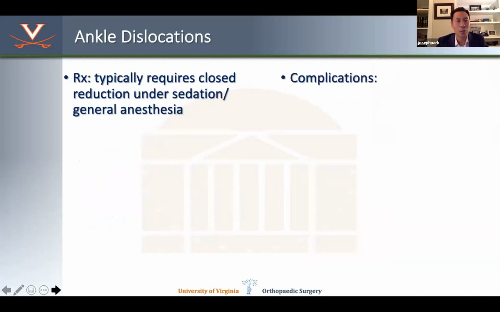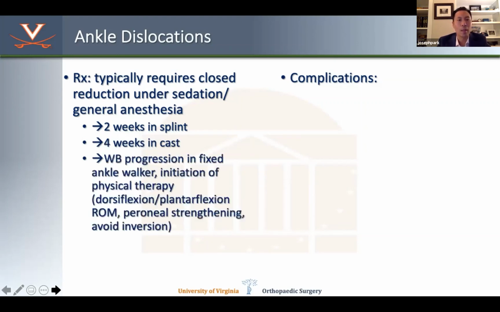These ankle dislocations typically require a closed reduction under sedation and or general anesthesia. These are treated pretty rapidly, 2 weeks in a splint, followed by 4 weeks in a cast or walking boot. I prefer a cast. I think it helps to let the soft tissues rest and maintain the appropriate position. Usually then they're progressed to weight bearing as long as there's no suspected bony injury, and then initiation of physical therapy at that time, range of motion, peroneal strengthening, and avoid the mechanism by which the injury happened.